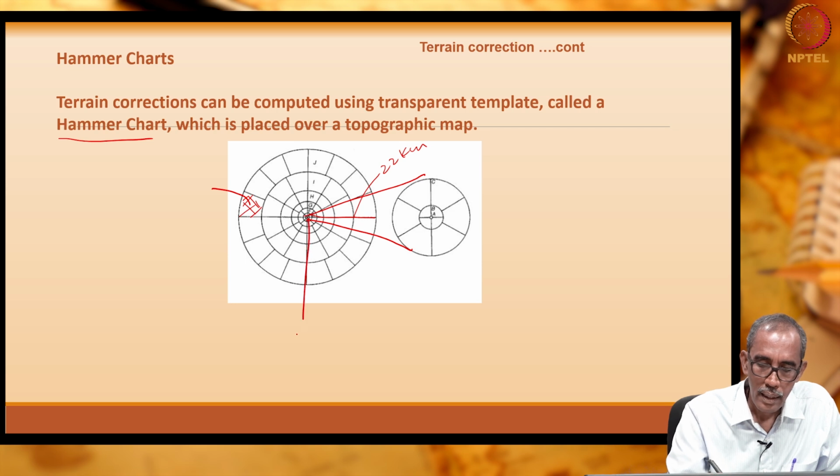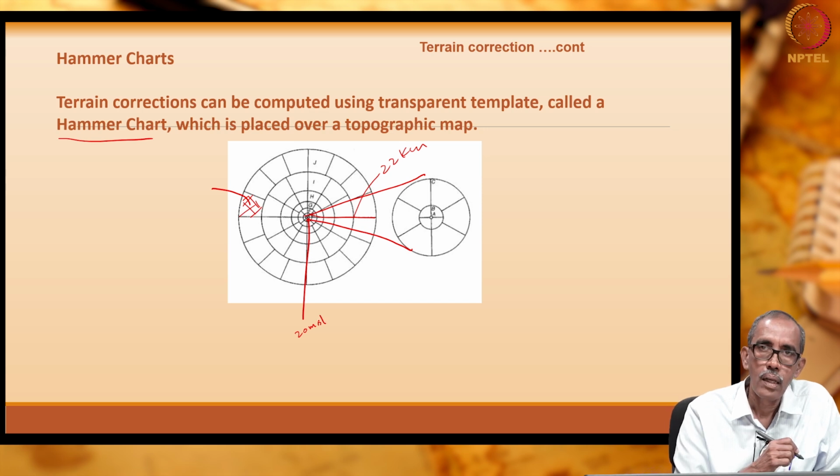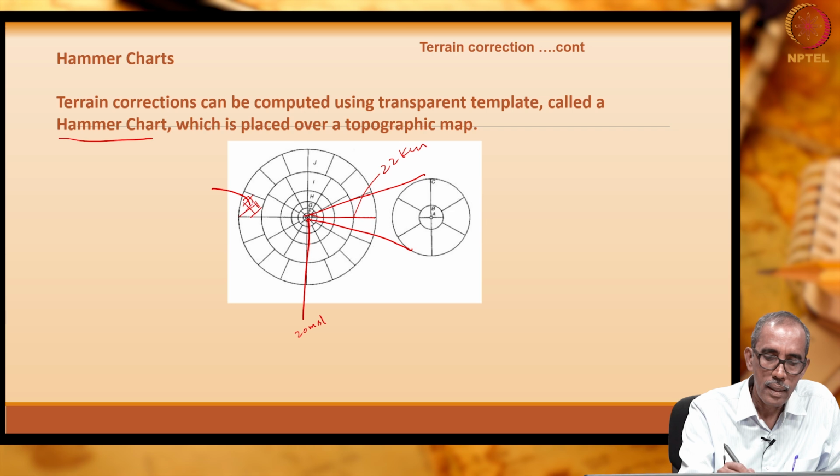Let us say elevation at the center is 20 meter MSL. Here this region is 23 meters. This region is 21 meters. Here 20 meters. 20 meter means it is same. So, no impact of this part. This part is minus 10 meters.